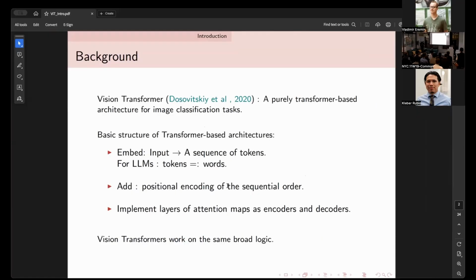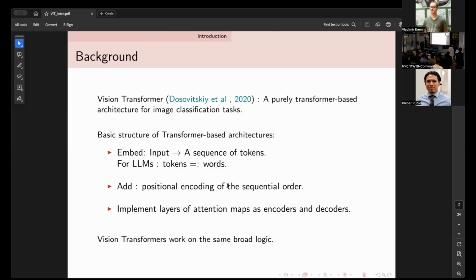A generic transformer-based architecture has certain basic structures. Primarily, there's an input, obviously, and there's an embedding exercise that you need to do to break that input into a sequence of tokens. You can think of tokens as vectors or tensors in some vector space, and you break your input into a sequence of tokens. Now, for LLMs, the large language models, these tokens are simply words.